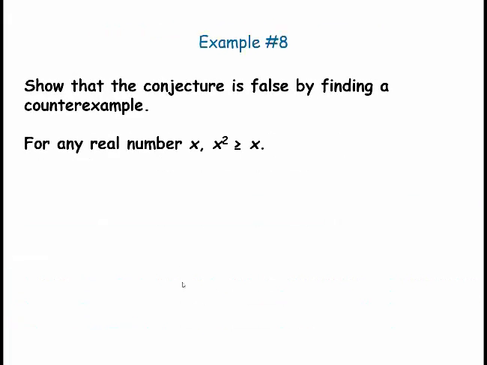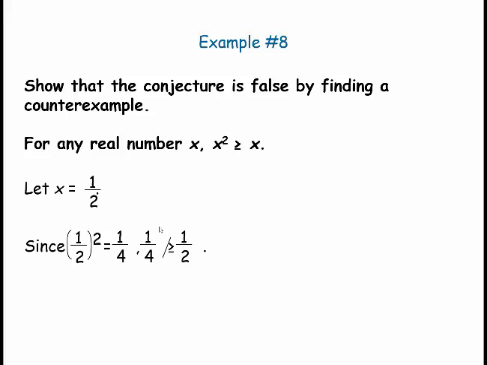Again, show that conjecture is false by finding a counterexample. For any real number x, if you square it, that's going to be always greater than or equal to x. It seems like that should be true, and generally it is true for any integers. But if we pick a fraction, so if we let x equal 1/2, if you square 1/2, you get 1/4, and 1/4 is not greater than or equal to 1/2. So the square of it is not greater than or equal to the original number. So this conjecture here is false by a counterexample.